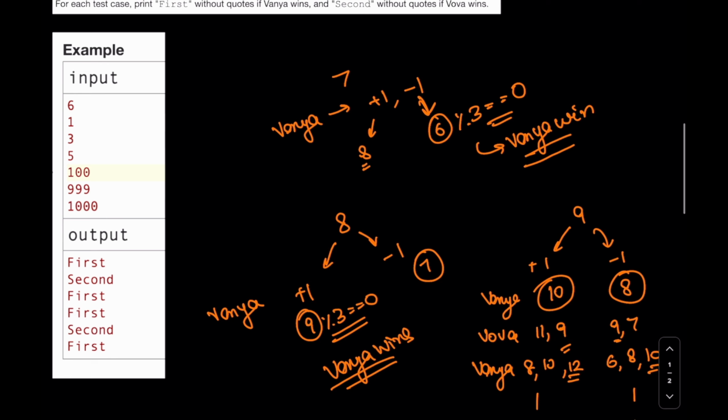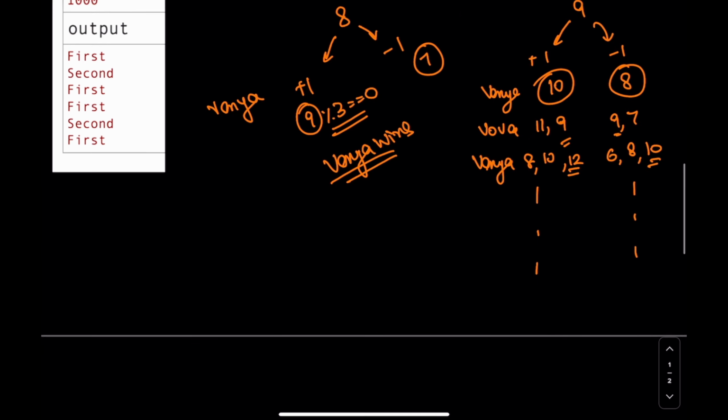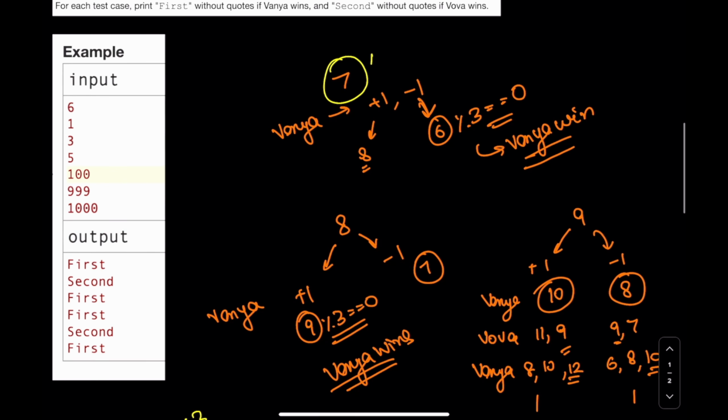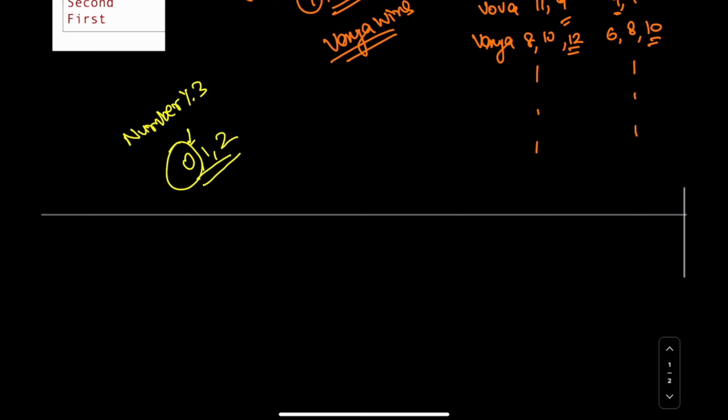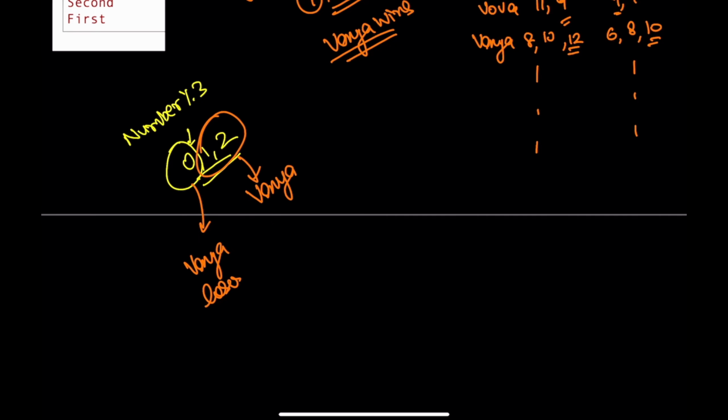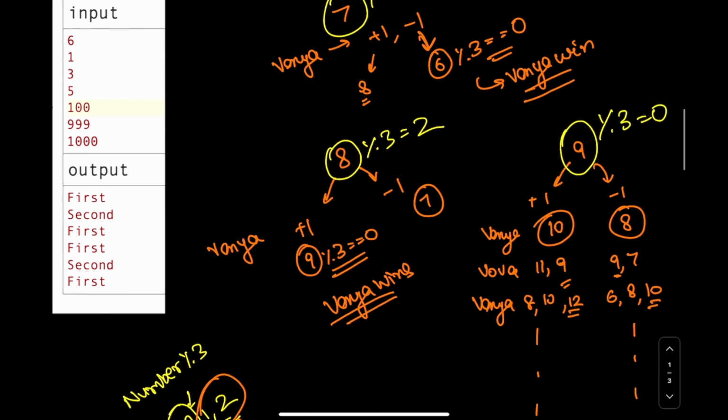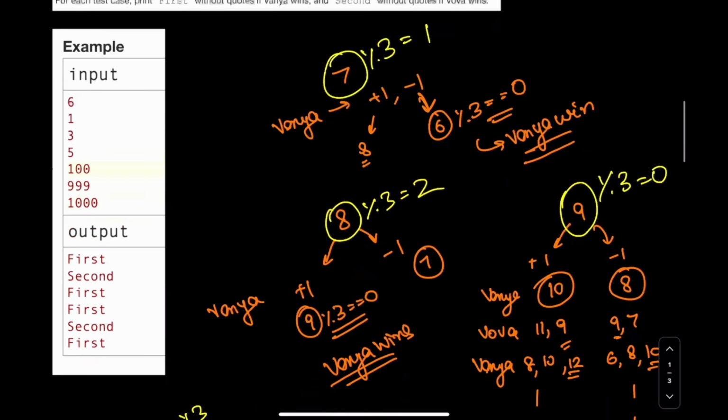These are the three examples. Any number %3 will have only 3 cases: 0, 1 and 2. So in the cases where the number %3 is 1 or 2, Vanya wins, and where it is 0, Vanya loses. That is all we need to see.